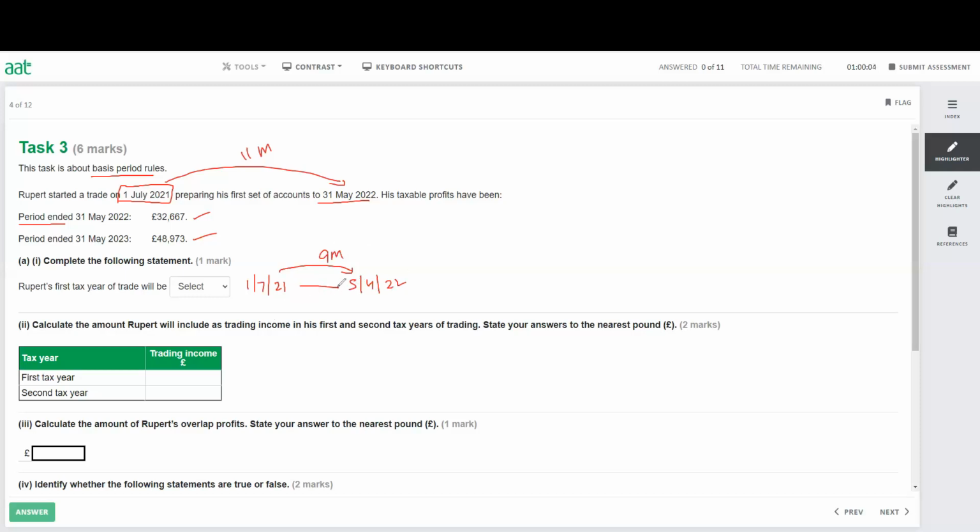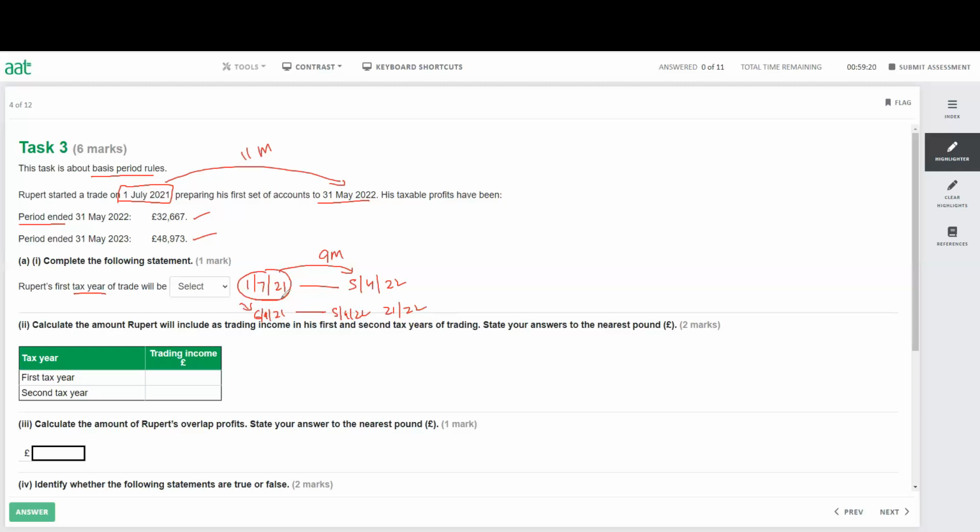Now the tax year always starts from 6th April to 5th April. So which tax year is it? If you look at it, I started from July 21, that means from 6th April 21, I've already started for 21 and 22, because 21 and 22 means 6th of April 21 to 5th of April 22. That's my tax year 21, 22. So I'm between this period.